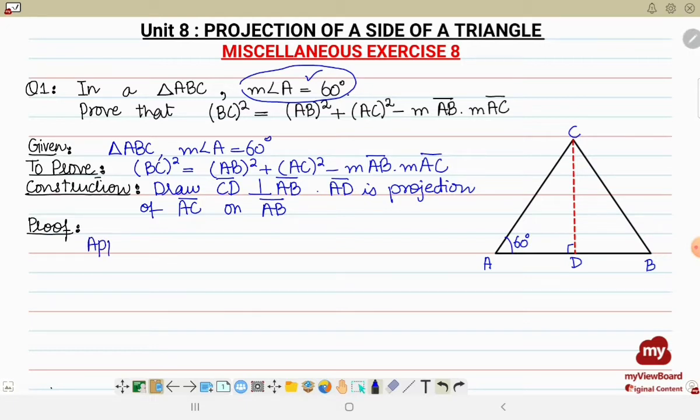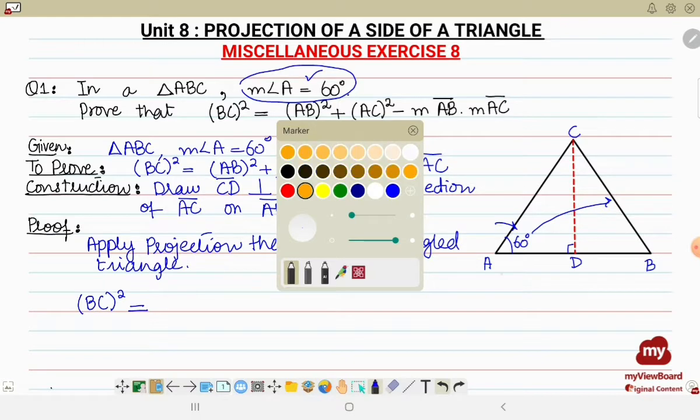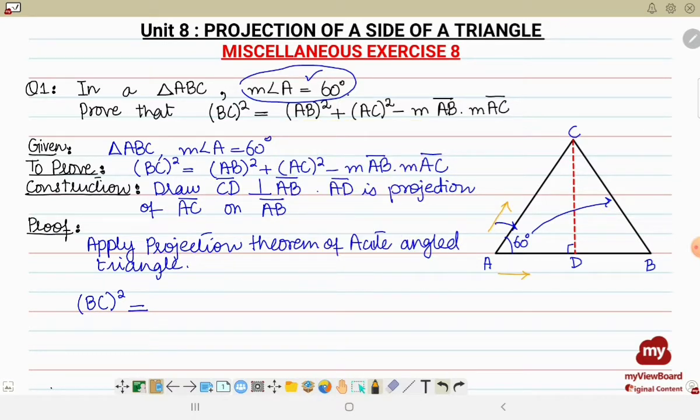So we'll be writing down: applying projection theorem of acute angled triangle, right? Okay, so what does the theorem say? The side opposite to the acute angle, since this is the acute angle, so this is going to be the side opposite to it. The square of the side opposite to the acute angle is equal to the sum of the squares of the sides containing the acute angle. These are the two sides which the acute angle is contained by, right? So it will be AB square plus AC square, diminished by, meaning minus, twice the rectangle contained by the third side.